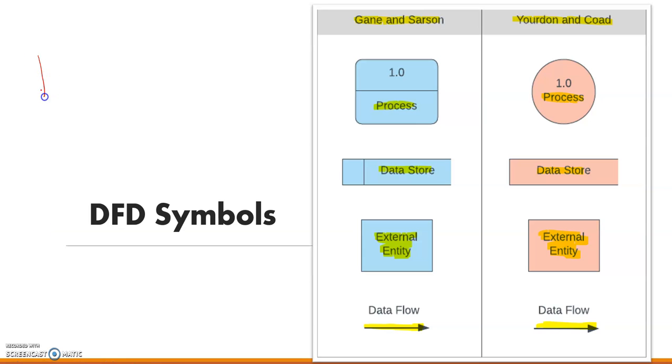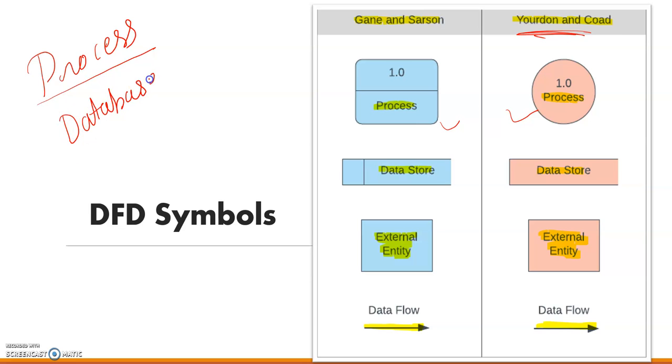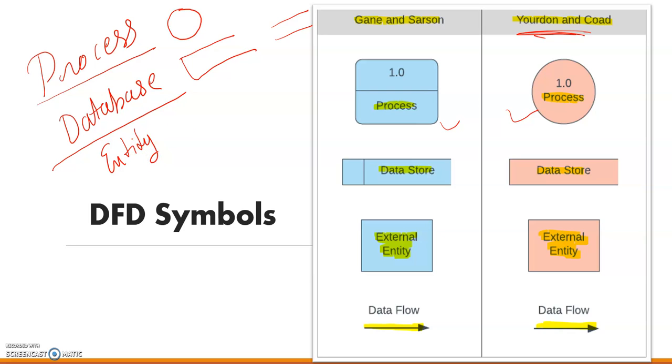So what you need to keep in mind: first, the process. Whenever a process comes, we will use one of these symbols. We are going to discuss Yourdon and Coad in detail. For the process we have a circle. For the database we have this symbol, and we can also simply write it this way. Then for the entity, meaning the person who is going to use your system, we have a simple square, and for the data flow we have a simple arrow. These are the symbols we will use when we draw the DFD for our system, and we will use Yourdon and Coad symbols.